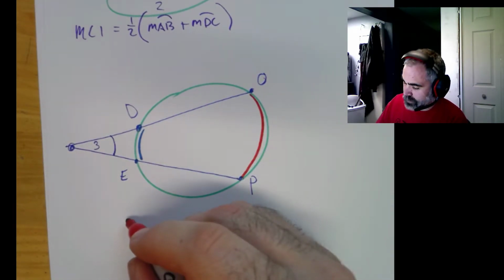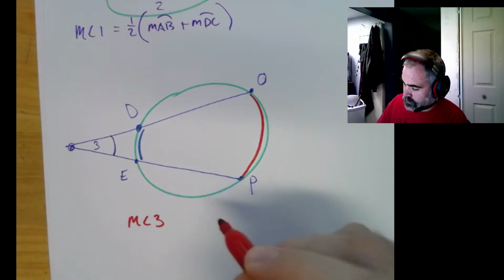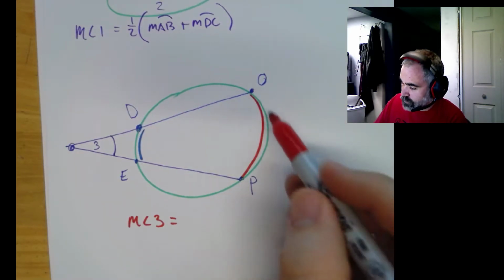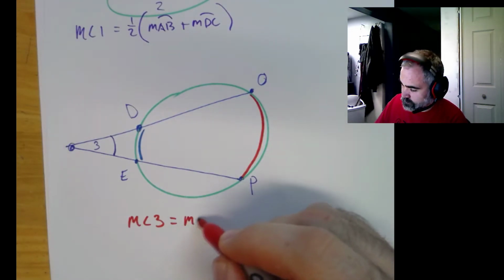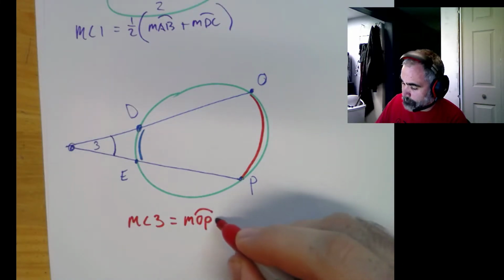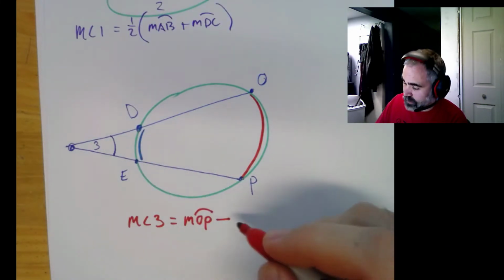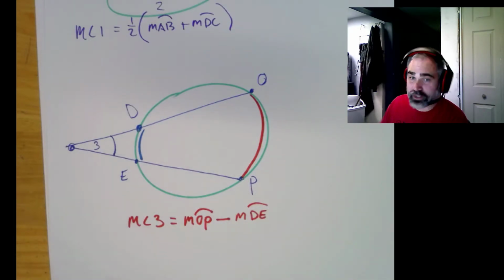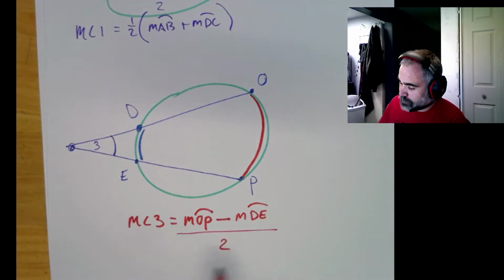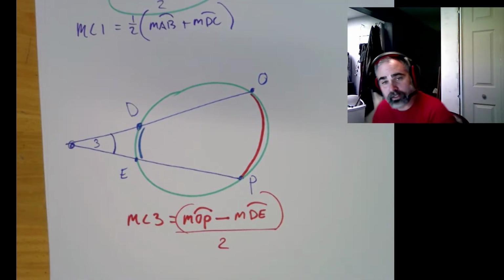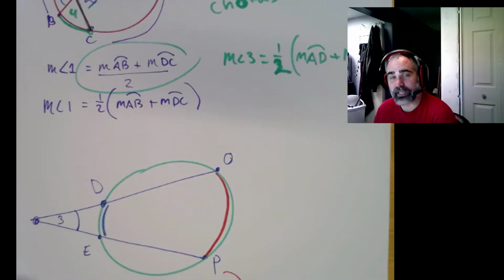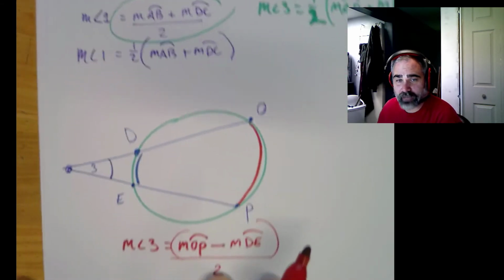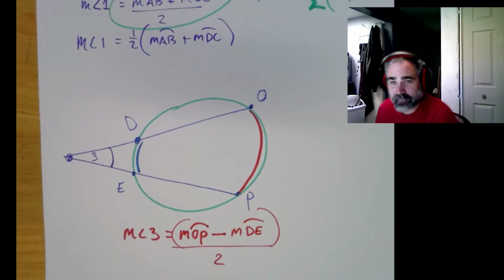Okay, so I'm going to say the measure of angle 3 is going to equal arc OP minus arc DE. Okay, and just like last time, we're going to divide that by 2. Okay, so it's really, really similar. If it's inside the circle, we add them and divide by 2. If it's outside the circle, we subtract them and divide by 2.